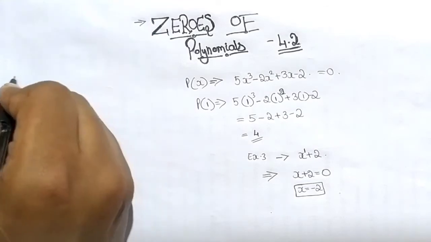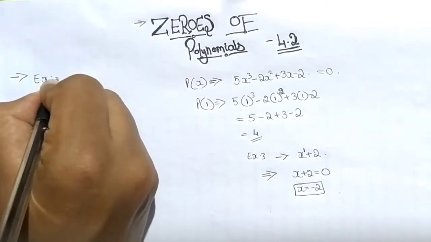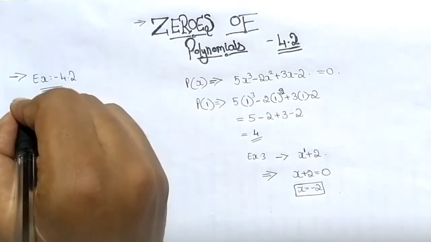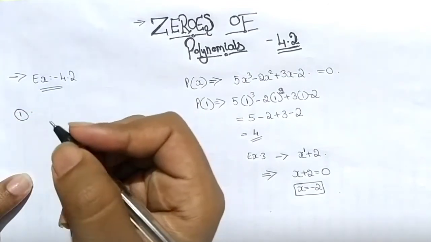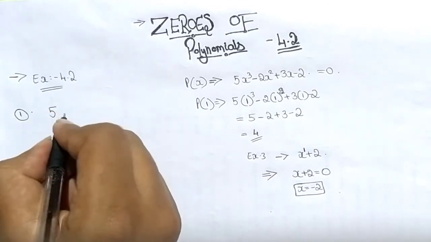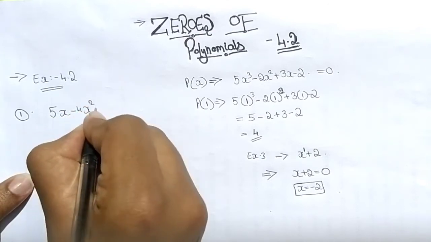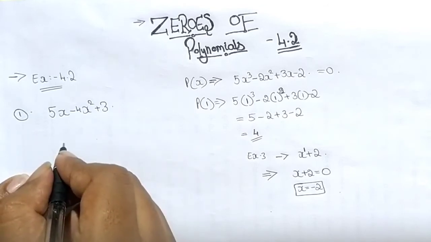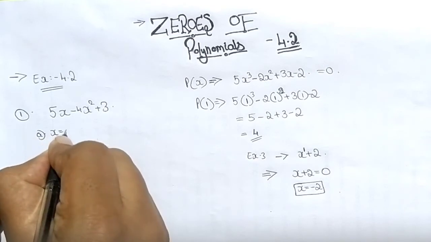Now we are taking exercise 4.2. Let us take the first question. The first question says: find the value of the polynomial 5x minus 4x square plus 3 at x equal to 0.